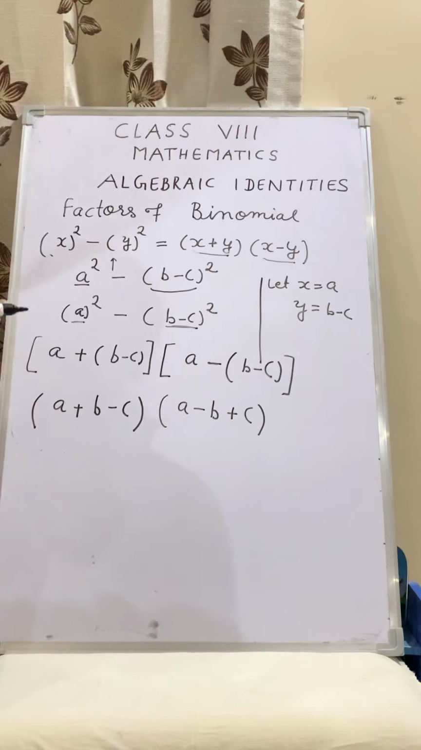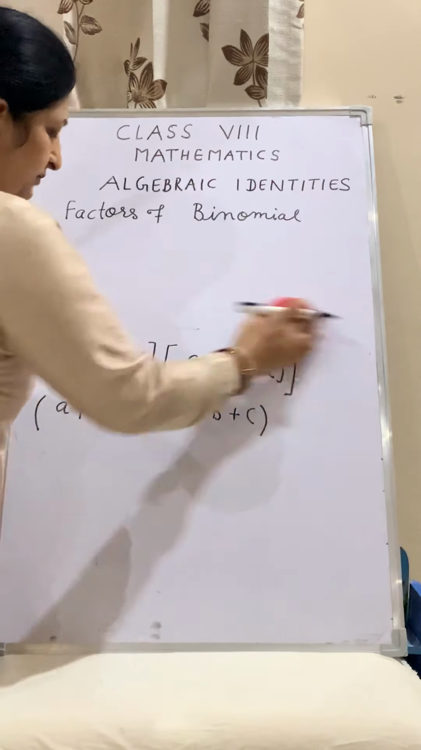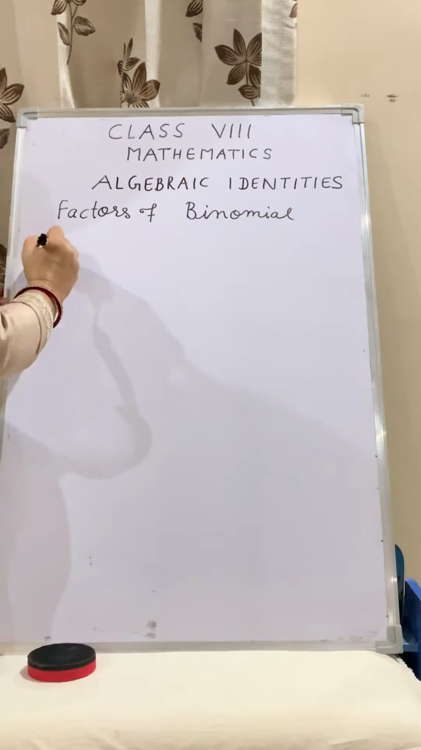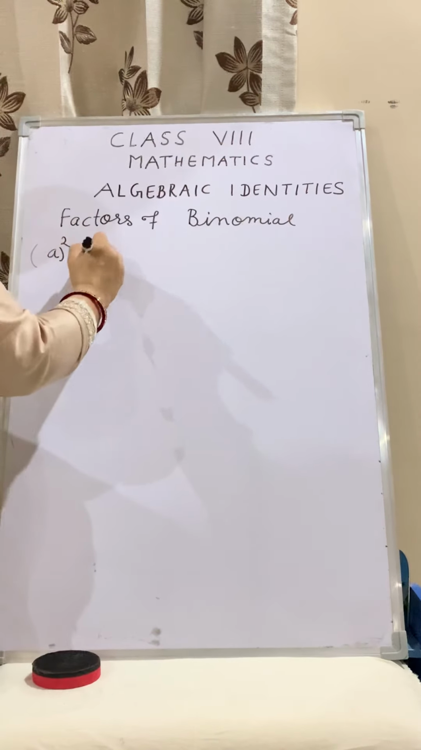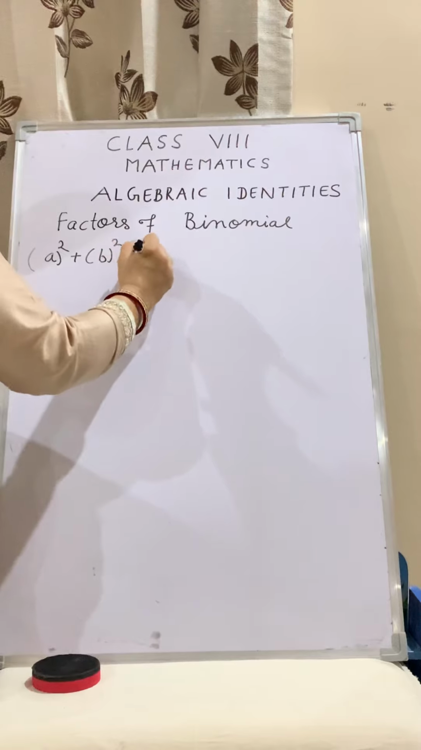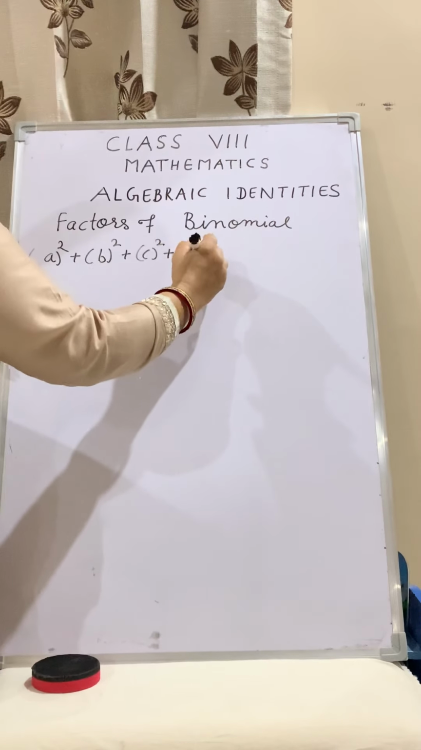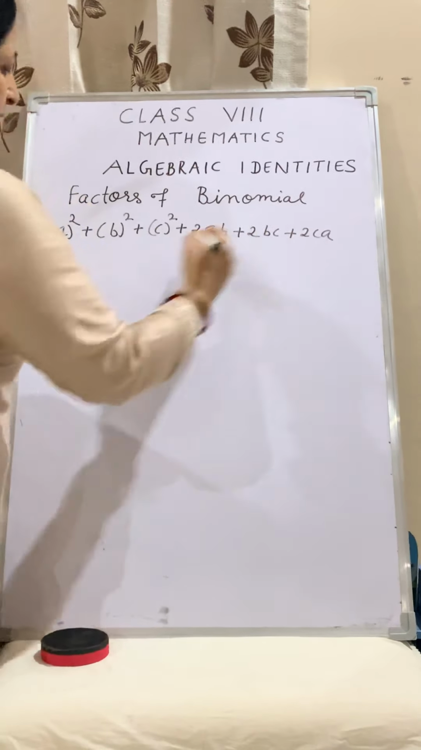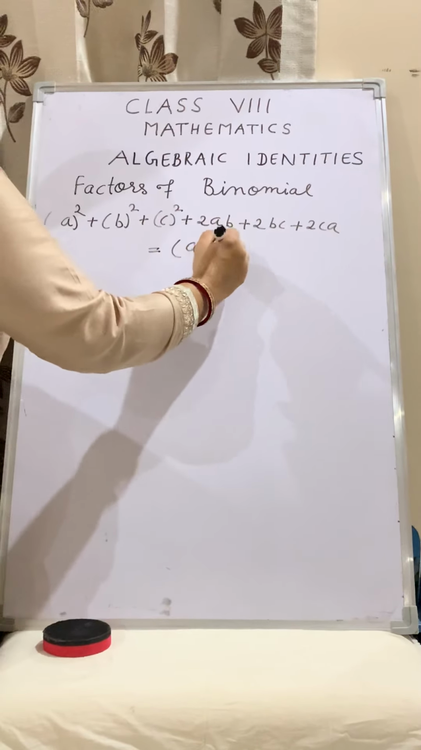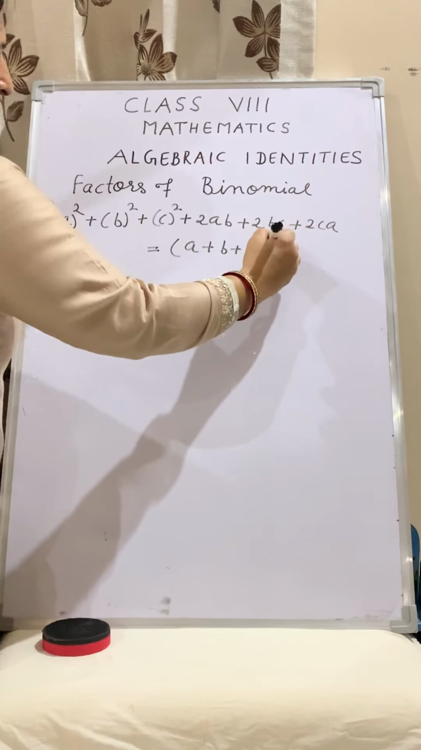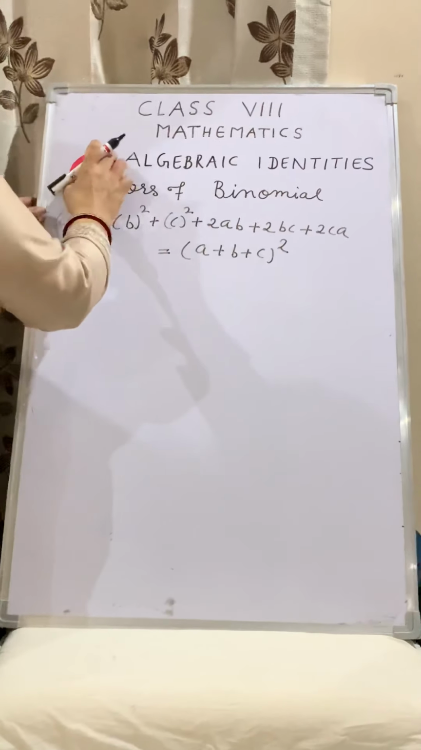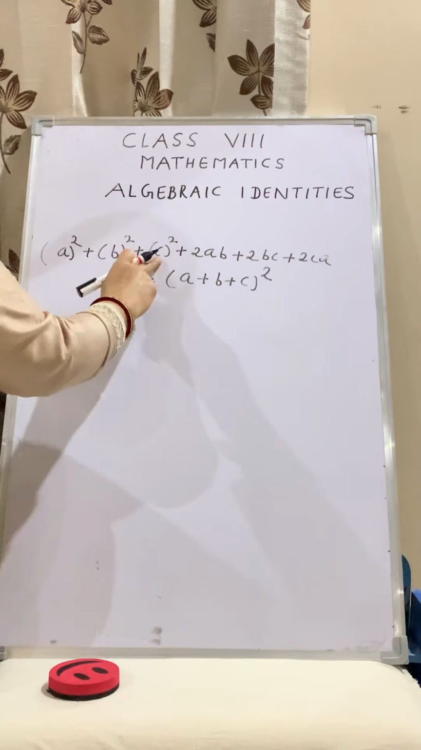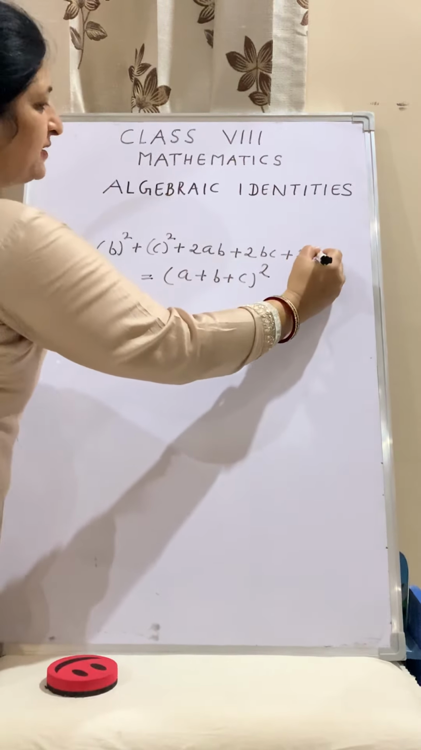Now we will factorize a whole square plus b whole square plus c whole square plus 2ab plus 2bc plus 2ca is equal to a plus b plus c whole square. It is the fourth identity having 6 terms. First, second, third, fourth, fifth and sixth, having 6 terms.